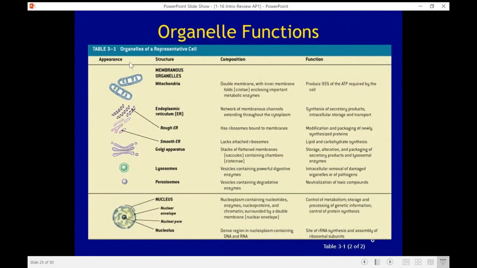Some specific ones would be the mitochondria. Make sure that you review that. Its job is to transform and produce 95% of the ATP that's required for the cell. It's the energy transformer of the cell. We have the rough ER and the smooth ER. Those are the endoplasmic reticulums, whose big job is protein synthesis and packaging. We have the Golgi apparatus, the lysosomes, the peroxisomes, and then here is the nucleus covered in the nuclear envelope, and then it has the nucleolus. Okay.